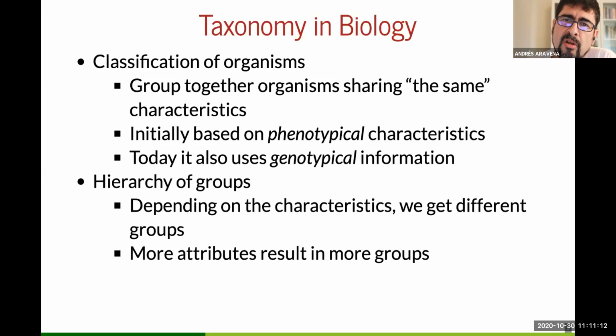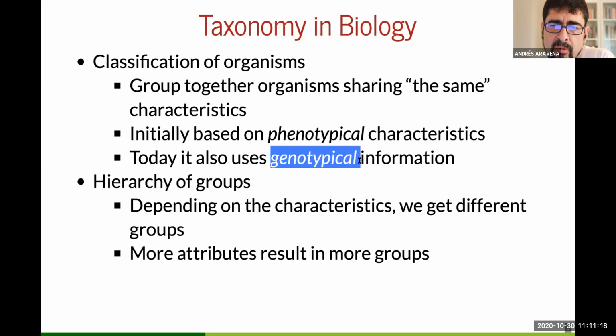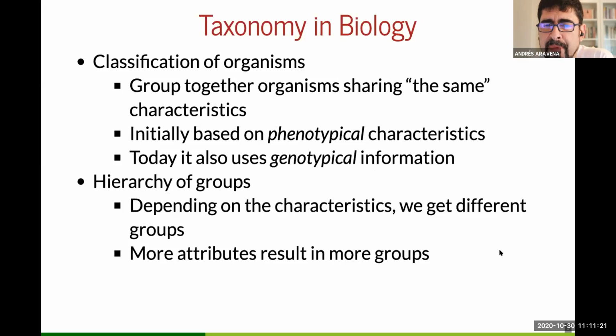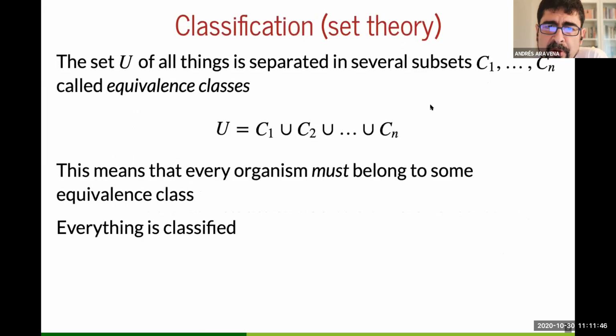So nowadays, taxonomy includes genotypical information. Since we have access to DNA, we have access to information that people didn't have before. The other important thing about taxonomy is that it's hierarchical. If you add more characteristics, you get finer detail. You first split into a big block of things, and then you go into more and more detail. So I forgot to prepare some. Anyway, let's see. From the theoretical point of view, a classification is essentially a separation.